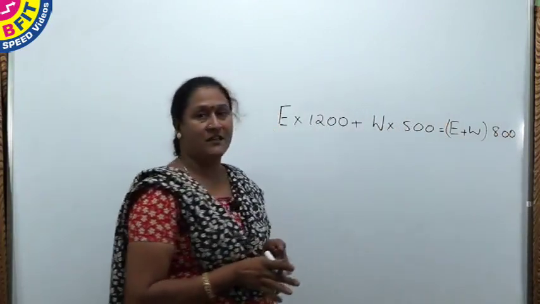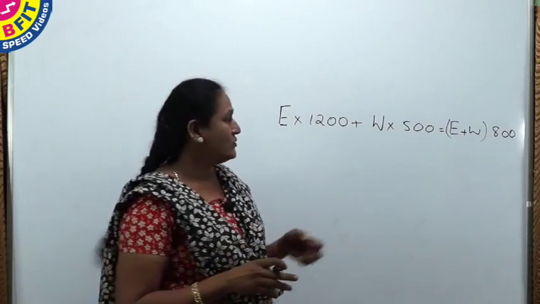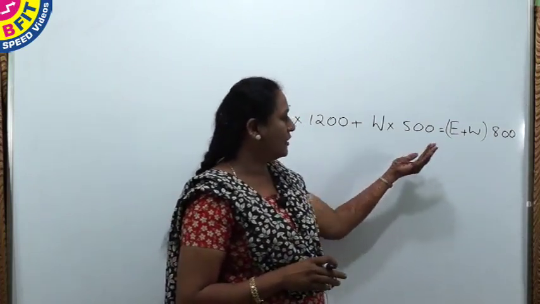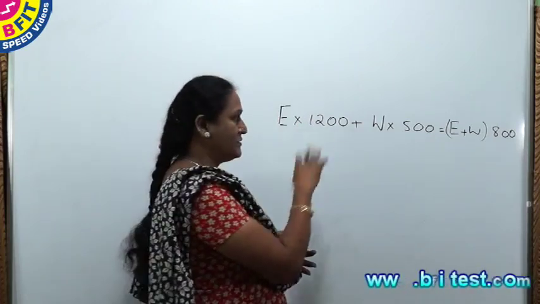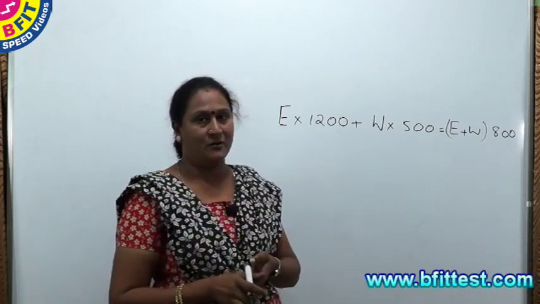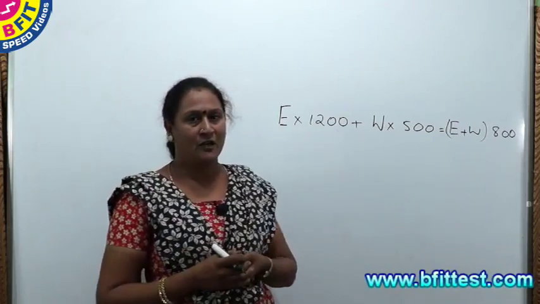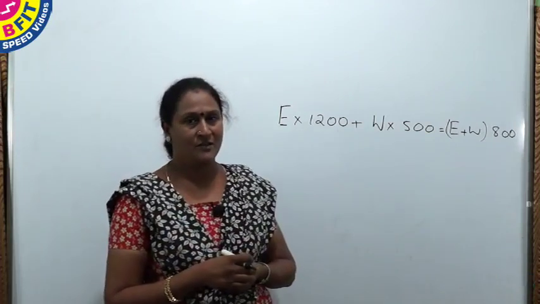In this question, you are asked to find the ratio of engineers to workers. By expanding this and bringing all the single variables to one side, we can take engineers on the left hand side and workers on the right hand side, and we'll get the ratio. But this takes time to work out. So we'll see how to get this ratio by applying the alligation process.